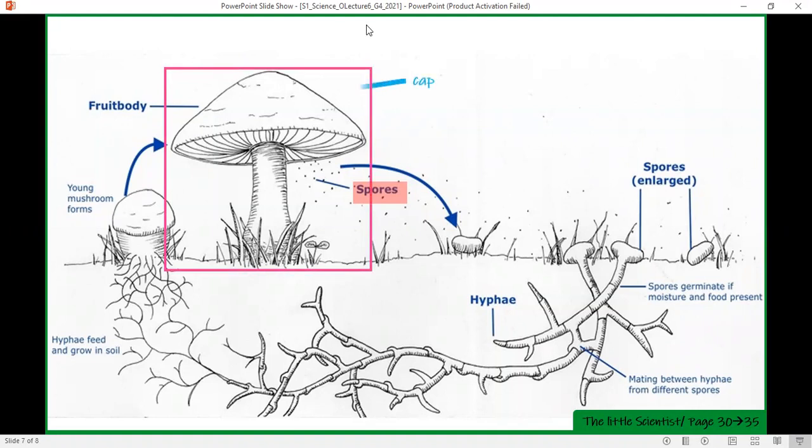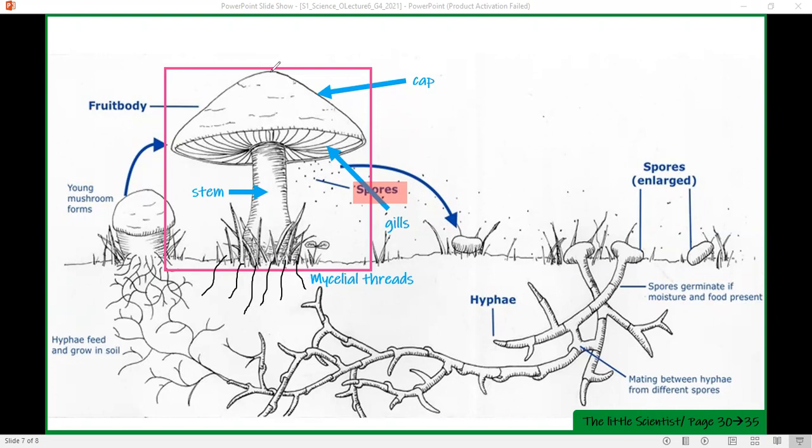Here we have the cap, and here the gills of the mushroom. This is the stipe or the stem of the mushroom. And then we have threads. They are like roots for the mushroom. I'll draw them for you. So right here, you can see threads. These are called mycelial threads.